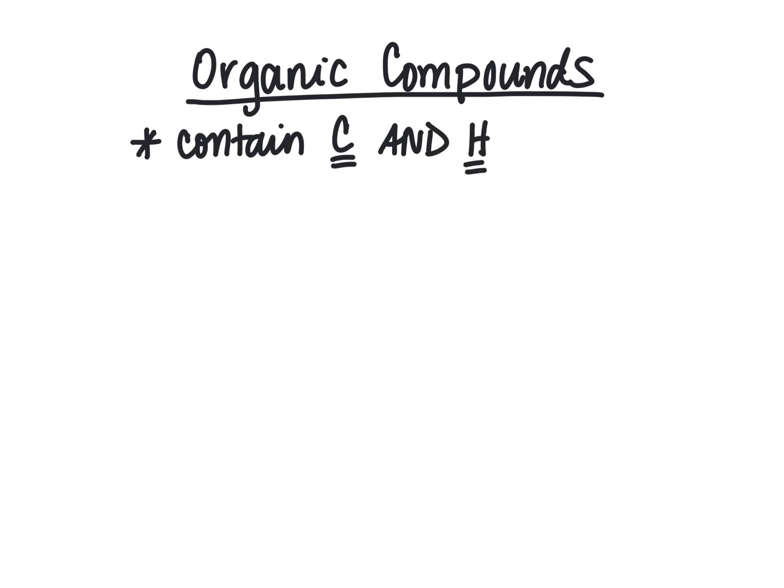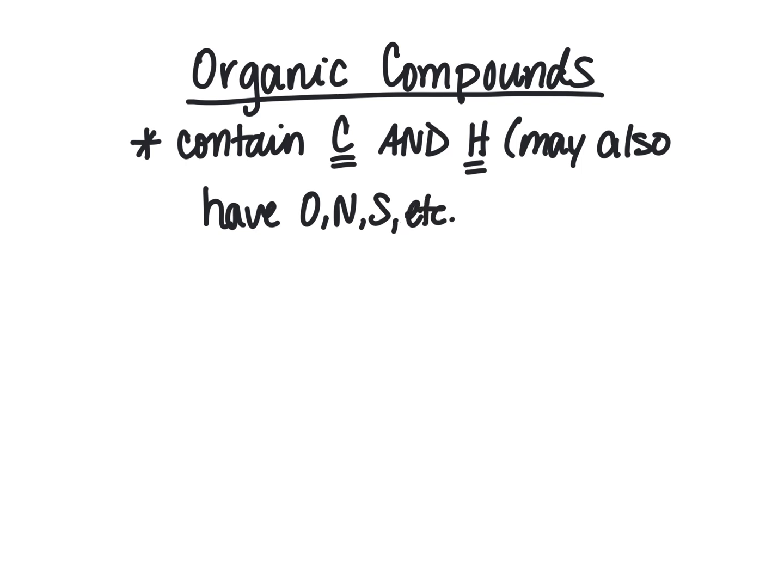Now, organic compounds might also contain other atoms of other elements, but they have to have carbon and hydrogen at minimum. So they may also have things like oxygen, nitrogen, sulfur, etc. And that doesn't matter. That doesn't make it not organic as long as it has that carbon and hydrogen. And this is kind of an important definition to remember. And as long as you understand this definition, you can apply it without having to memorize whether every single different compound is organic or not.